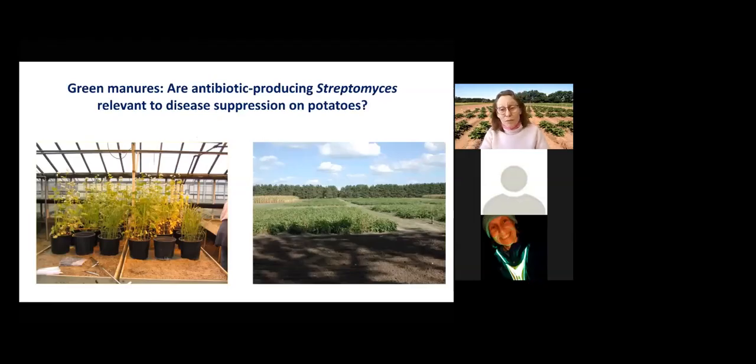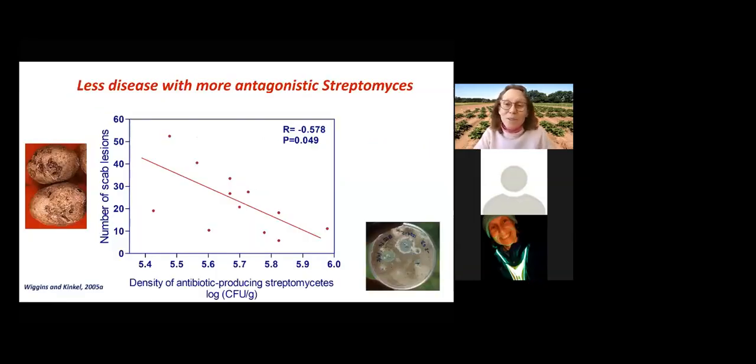Now, this is a little bit of a tougher call, and you might note this is still only correlation, not causation. But across both scab and verticillium infection, we see, here we have on the x-axis the density of the antibiotic-producing streptomyces, the indigenous populations in soil.